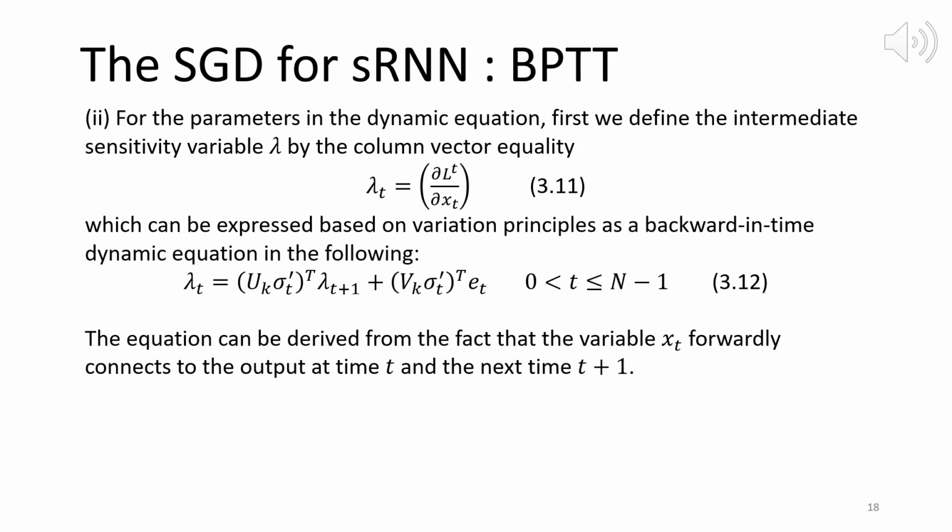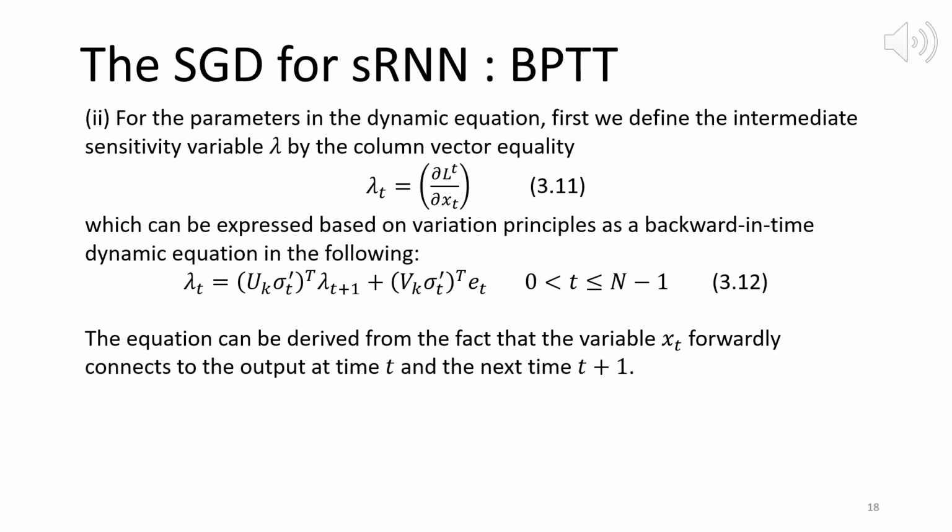To compute the partial derivative of the loss function to the internal state x_t, we let lambda_t denote the derivative as shown in equation 3.11. In some references, lambda_t is referred to as the delta variable in the backpropagation through time. Lambda_t can be expressed based on variation principles as a backward-in-time dynamic equation in equation 3.12. Recall that sigma is the activation function defined in equation 3.3.